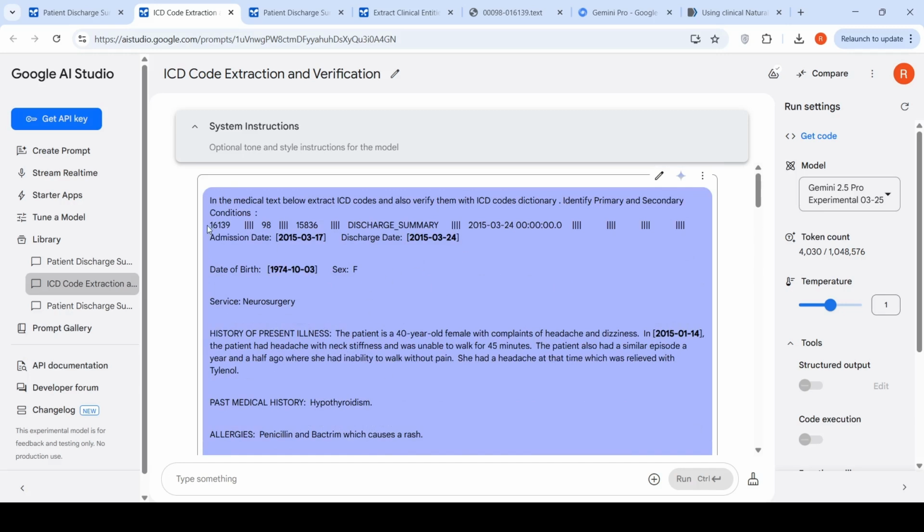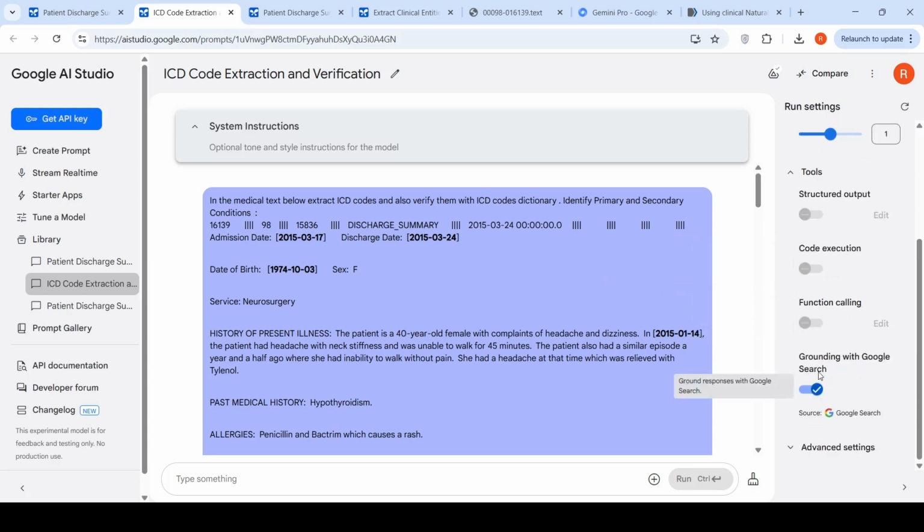So over here, again, what I did is I just gave it this prompt saying that in the medical text below, extract ICD codes and also verify them with the ICD codes dictionary, identify primary and secondary conditions. A key thing over here is I want it to be grounded with some ICD codes dictionary, so I can enable Google search, grounding with Google search over here.